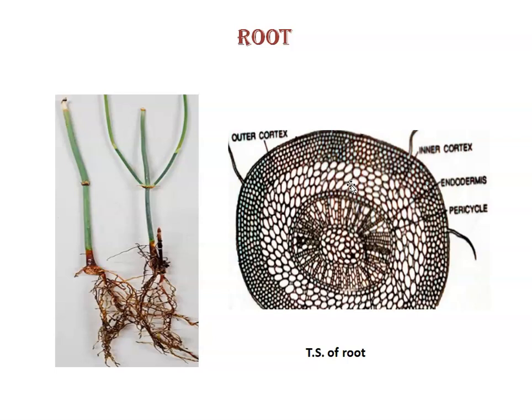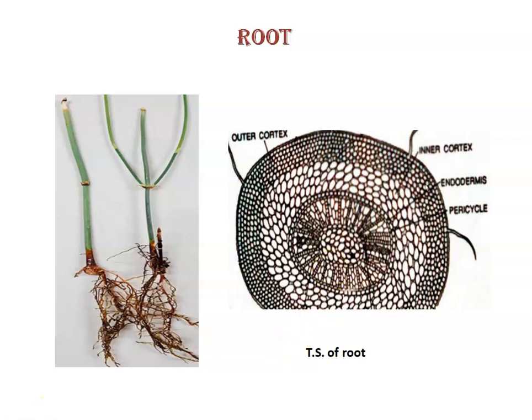And mucilaginous canals are distributed in the cortex. Cortex is limited by a single layered thick walled endodermis. So this is endodermis, followed by single layered parenchymatous pericycle. Then there is a small diarch stele with the exarch protoxylem elements, and the pith is small but prominent, and the root undergoes secondary growth in a usual manner.